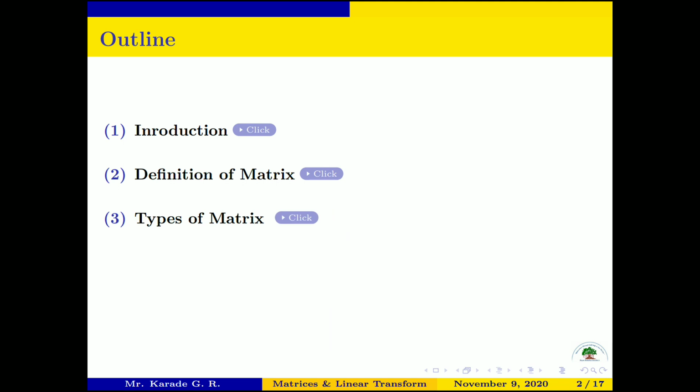See the outline of our lecture. First of all, we see some introductory part. Then we define what is meant by a matrix. Then we write the types of matrix and elementary, and then we define what is meant by elementary matrix.